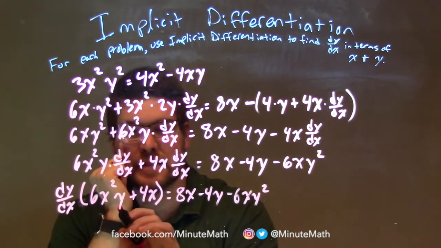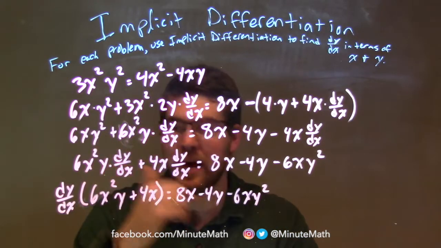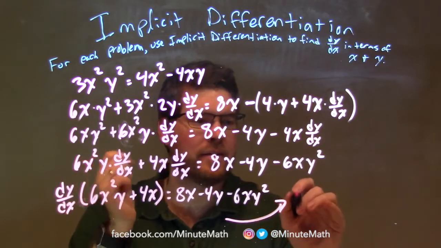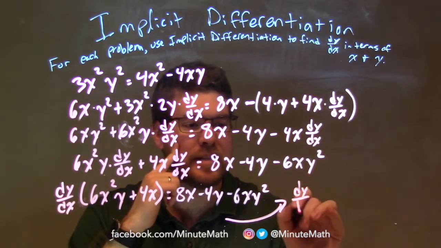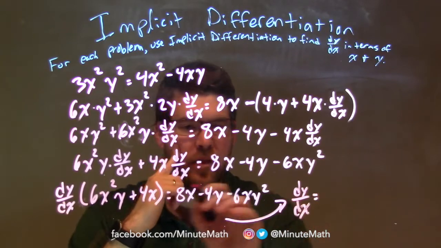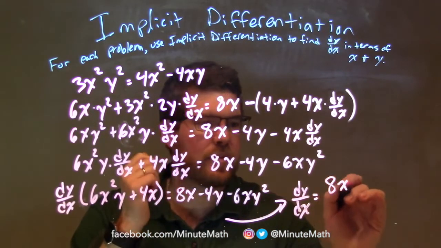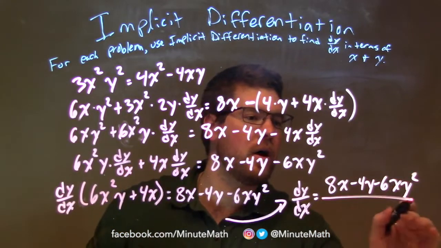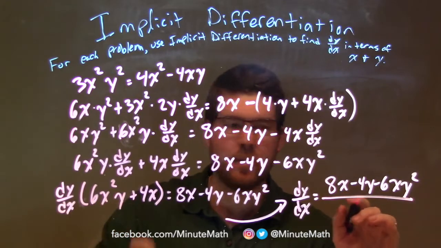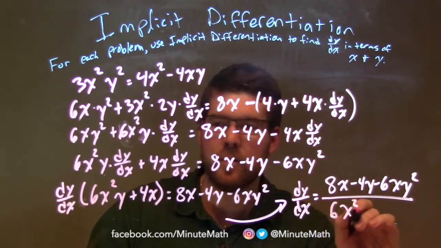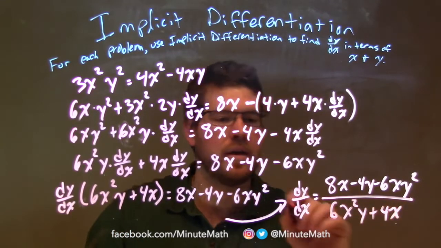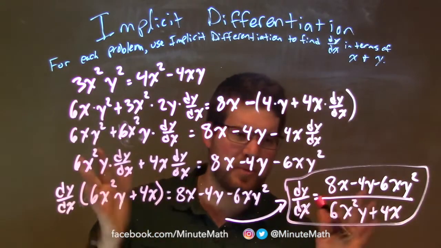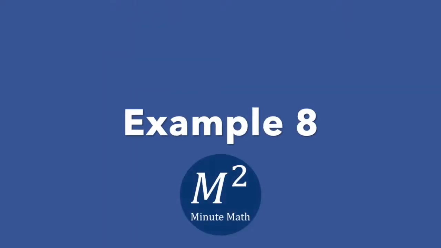Now I'm going to divide both sides by 6x squared y plus 4x, leaving me dy dx by itself. So I'm going to write that over here, but fit it all in. dy dx is equal to, this being my numerator, 8x minus 4y minus 6xy squared, okay? All over my denominator, which is what I was dividing by, 6x squared y plus 4x. And there we have it, our final answer. Now, you might be able to simplify a little bit more, but it's fine as it is.